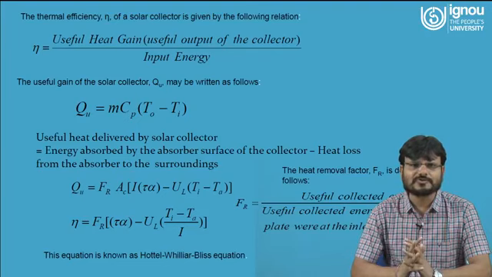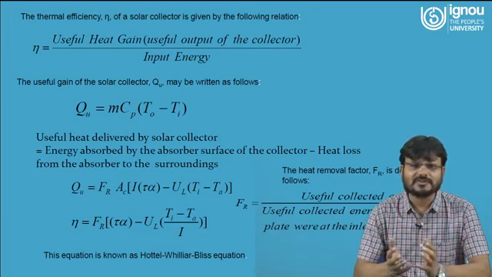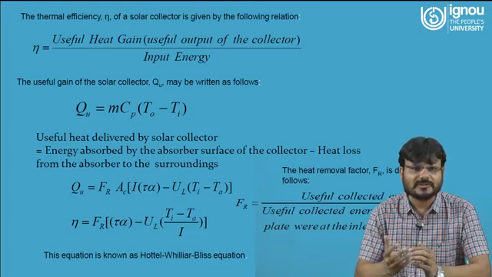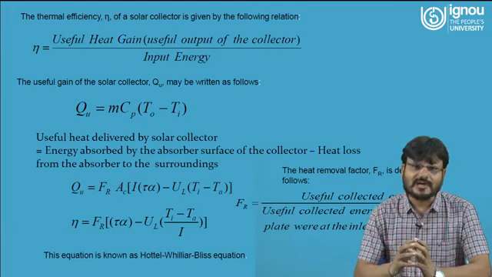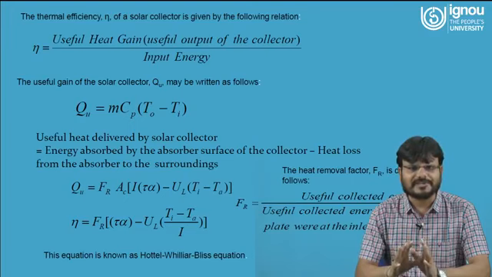Eta is equal to useful heat gain upon input energy. Useful heat gain means you can understand like this: efficiency is equal to what? Output upon input. And what is output here? Output is nothing but thermal energy. And what is thermal energy? Qu, that is m Cp delta T. And delta T is what? To minus Ti, where To is the outlet air temperature and Ti is the inlet air temperature. Inlet air temperature is nothing but the ambient temperature.